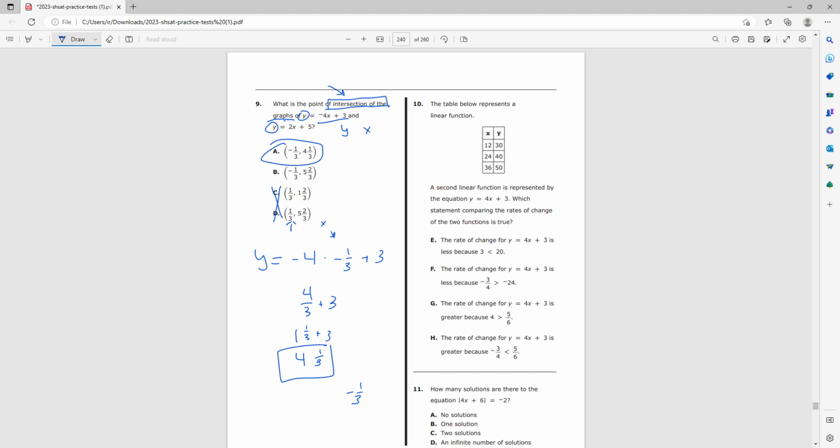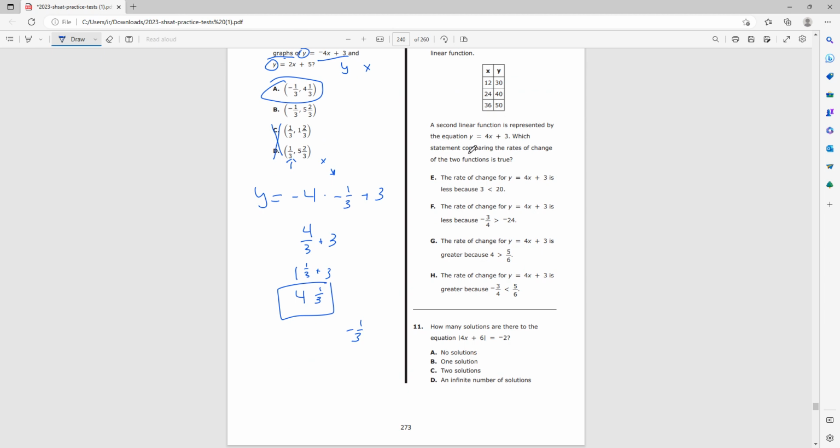Number 10. The table below represents a linear function. A second linear function is represented by the equation y equals 4x plus 3. Which statement comparing the rates of change of the functions is true? So another thing, good vocab, is rate of change. This is the same thing as saying slope, right? So it's pretty much asking us for the slope. So we know that the slope for this value is going to be 4. And since it gives us a table, we can easily calculate our slope.